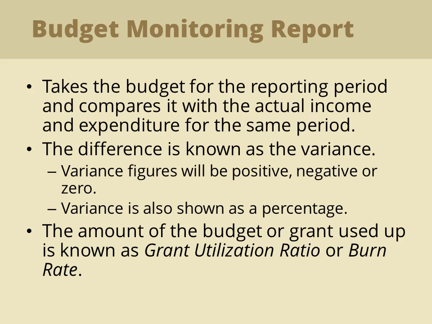Variance figures will be positive, negative, or zero, depending on what has happened. Often, budget monitoring reports also show variances as percentages. For example, the amount of the budget or grant used up so far is known as the budget or grant utilization ratio, or the burn rate.